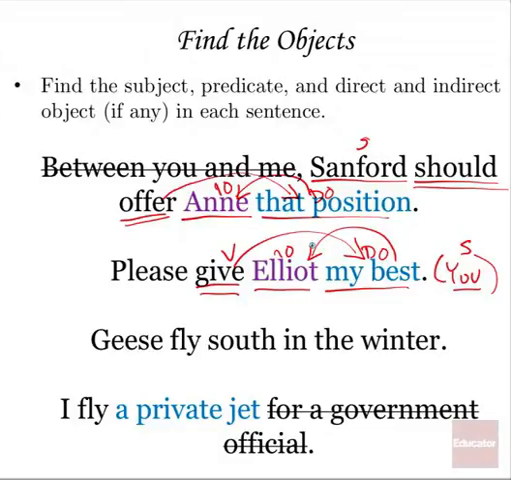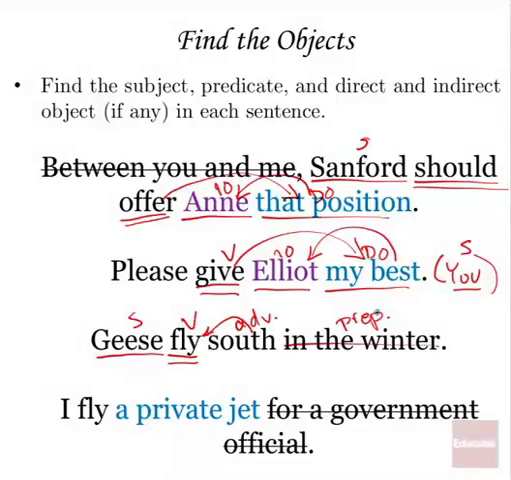Geese fly south in the winter. This one actually has neither a direct object nor an indirect object. Geese is our subject. Fly is our verb. South is actually an adverb modifying fly, and in the winter is a prepositional phrase. So, we know that you can't find a direct or indirect object in a prepositional phrase, so there is no kind of object in this sentence.